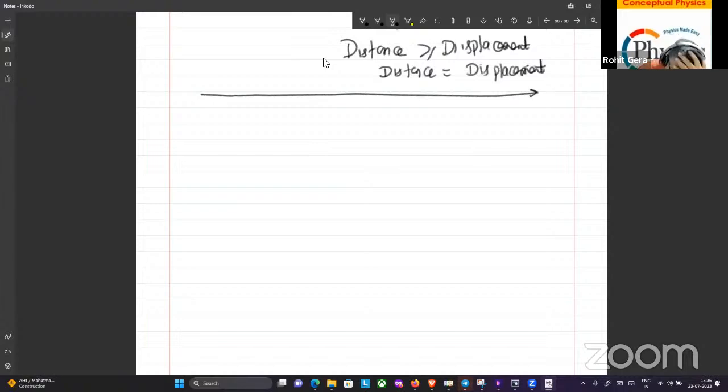Now let's take a question where you have this as your origin. You start, you move here, you reach here. It takes you 10 seconds to cover OA, which is equal to 10 meters. And what you take to cover all of this is 5 seconds.